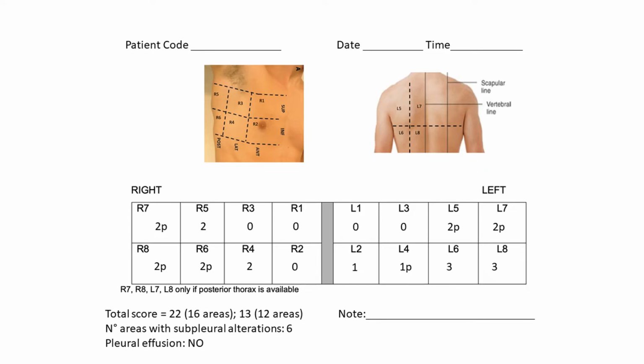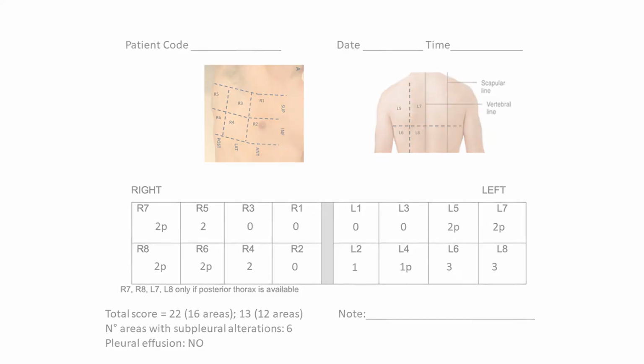total score. We do not consider in the score the presence or absence of any pleural line alterations, but it is useful to report the number of areas with subpleural alterations, also because in these patients they are very frequent, which is compatible with the pathophysiology of the condition.